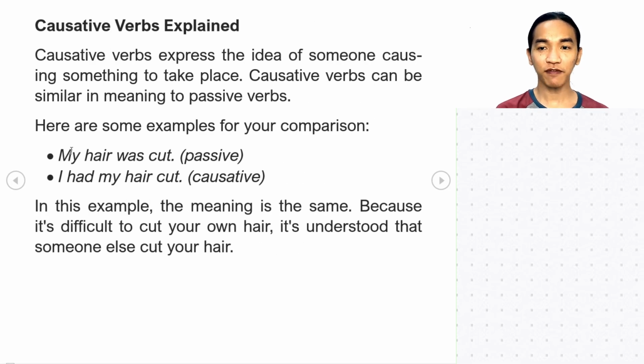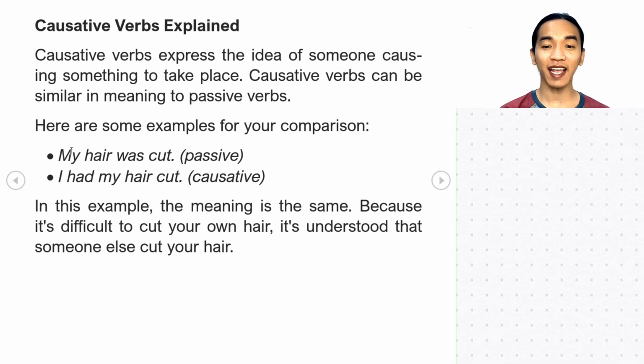Now, causative verbs, as explained, are verbs that express the idea of someone causing something to take place or to happen. Now, causative verbs can be similar in meaning to passive verbs. Okay? So if you remember passive sentences, right, you would understand how causative verbs work. Now, let's take a look at some examples to compare the two. Now we have here a passive sentence. My hair was cut. Okay, so this sentence actually implies or tells that somebody cut my hair.